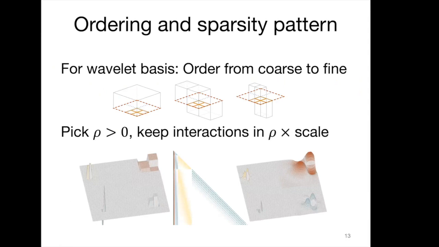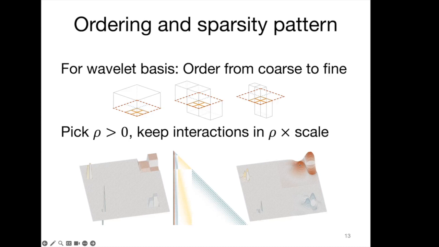Then, we choose a sparsity pattern by picking a factor rho, and for each of these wavelet coefficients, we keep the interactions that are within a distance of rho, this tuning parameter, times the scale of the support of this wavelet basis. Here on the left, I've shown you the basis elements as spatial functions on four different levels. These are the wavelet functions we use to discretize the solution operator. And in the middle, you see the sparsity pattern of such a Cholesky factor of this Green's matrix theta, color-coded according to what scale of the wavelet basis the column corresponds to.